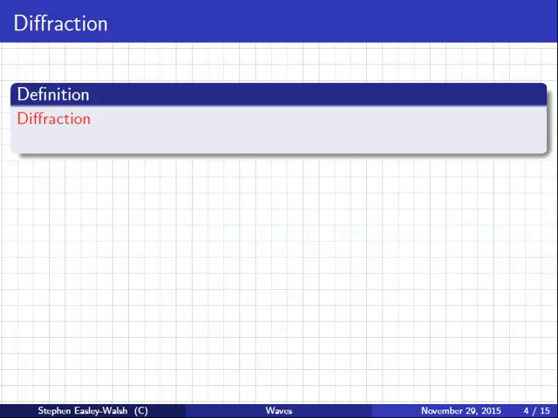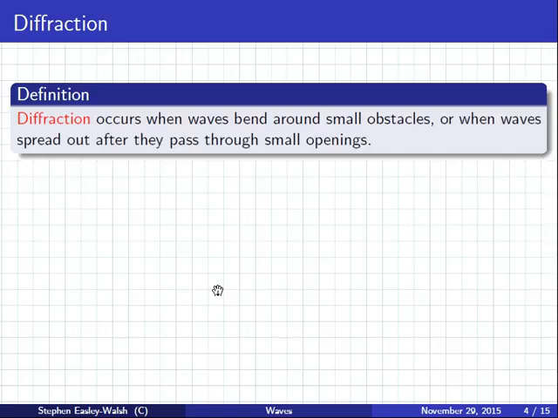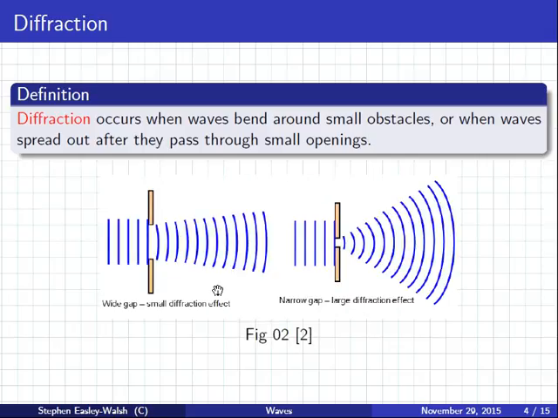Diffraction. Diffraction occurs when waves bend around small obstacles, or when waves spread out as they pass through small openings. So this is an example of diffraction. When the wave travels through a small hole, it will spread out. If the hole is big, it doesn't really spread out. That's a double slit. It is exactly the same as a double slit. So when the wave travels through a small slit, it will spread out. This is called diffraction. Okay.